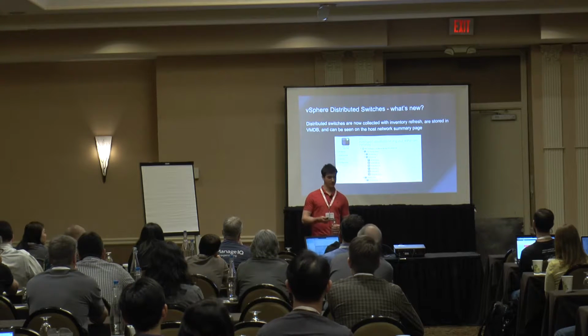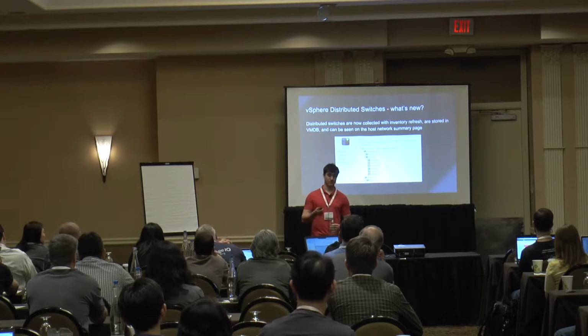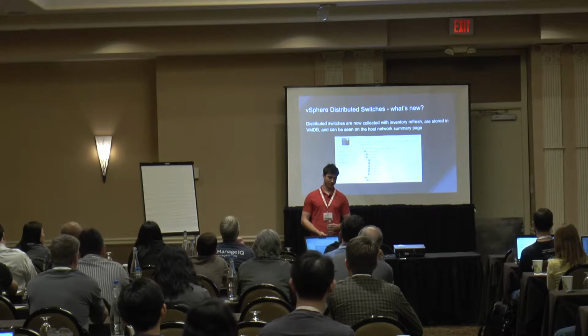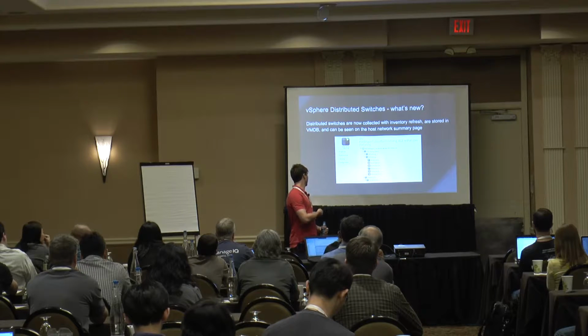What that allowed us to do is now, along with typical port groups, you can see the Divi switches and the Divi port groups on the UI. So if you go to the host under the networking section, you can see all of the distributed virtual port groups and all the VMs that they're on.